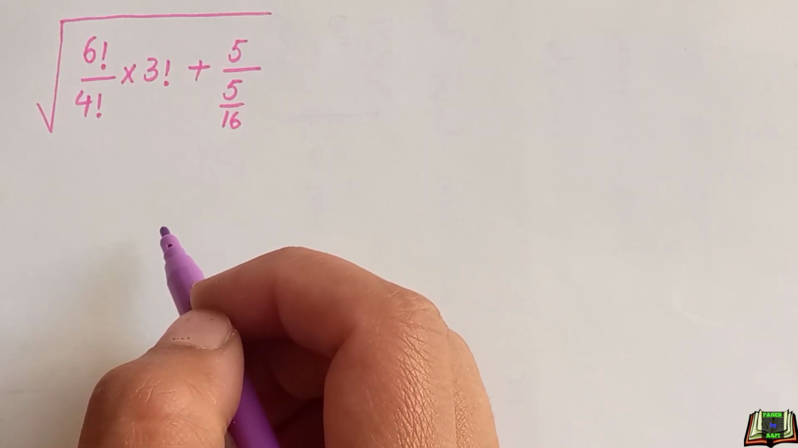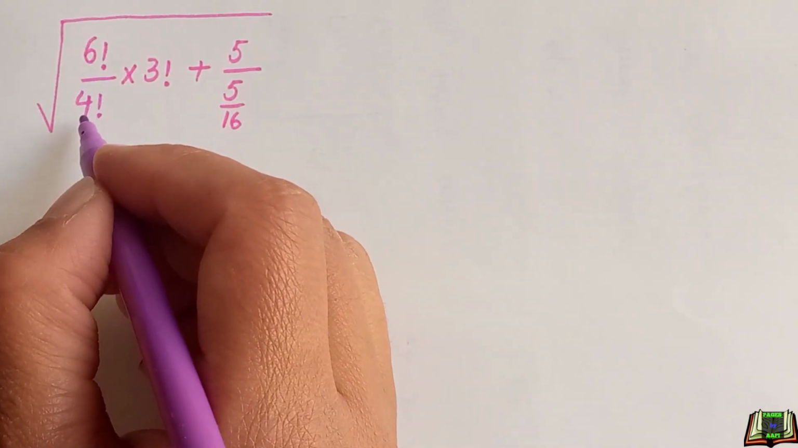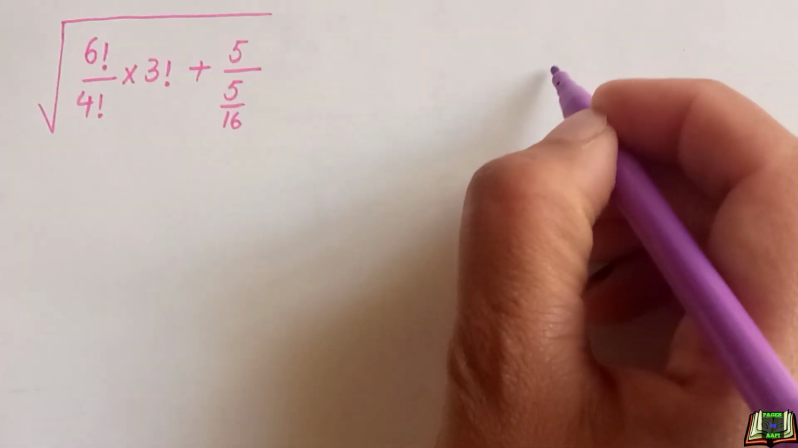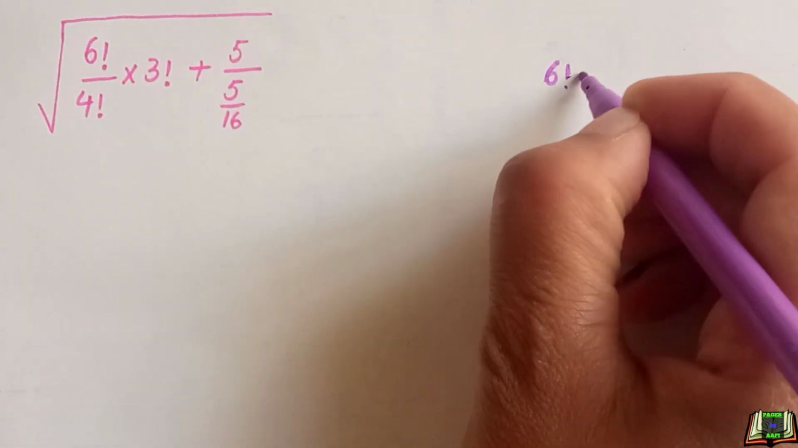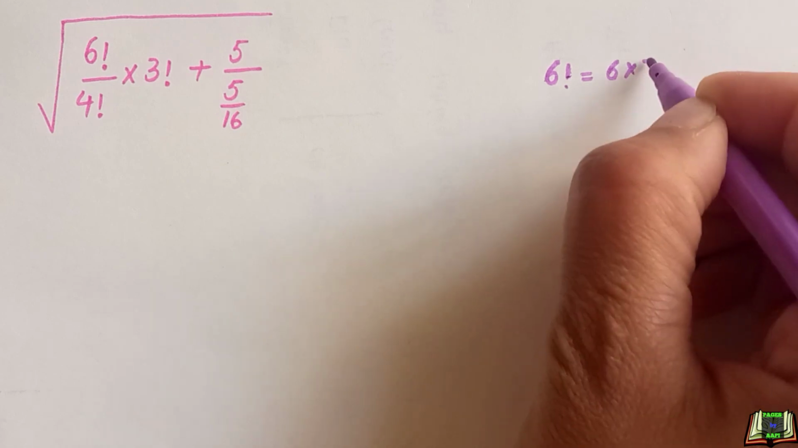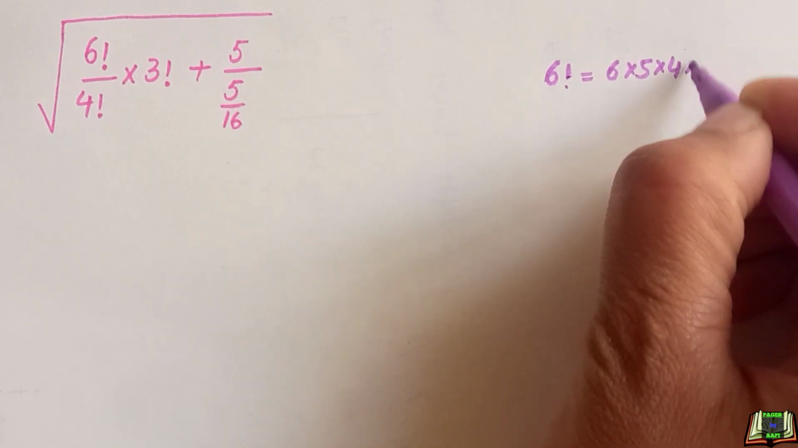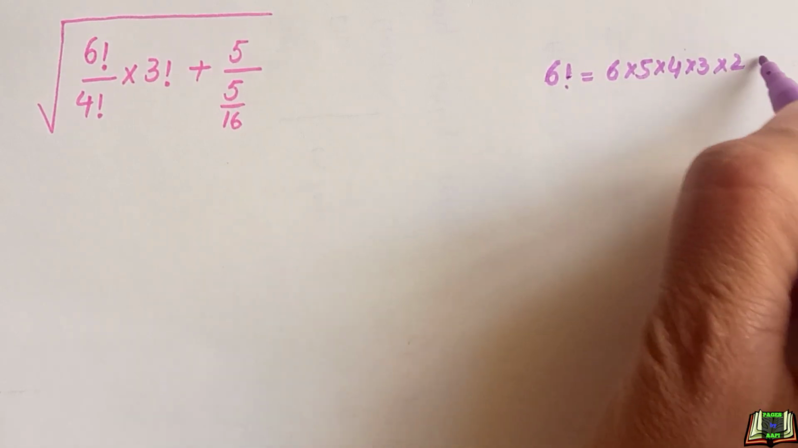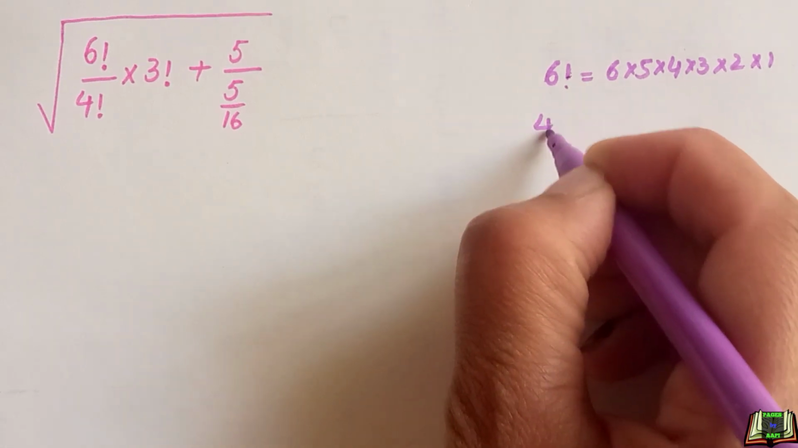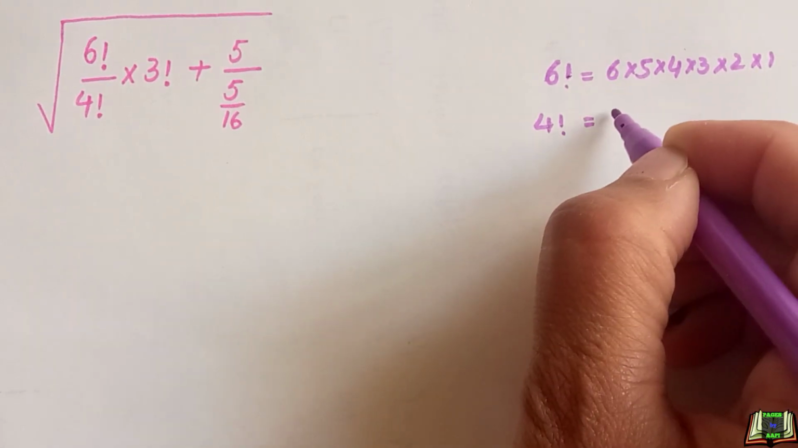We know that factorial is the product of all positive integers less than or equal to the given number. So 6 factorial will be 6 times 5 times 4 times 3 times 2 times 1. Similarly, 4 factorial will be 4 times 3 times 2 times 1.